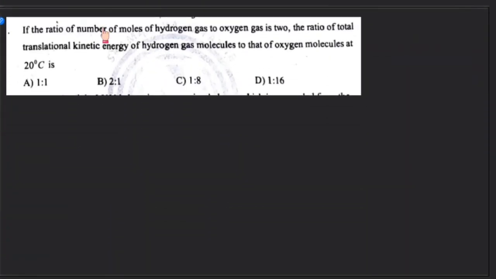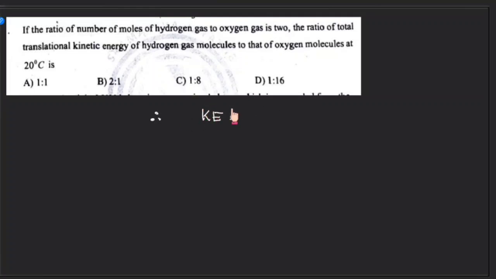Next one. If the ratio of number of moles of hydrogen gas to oxygen gas is 2, the ratio of total translational kinetic energy of hydrogen gas molecules to that of oxygen molecules at 20 degrees Celsius is, right? The temperature is same here. Therefore this kinetic energy can be written as 3 by 2 into kBT.